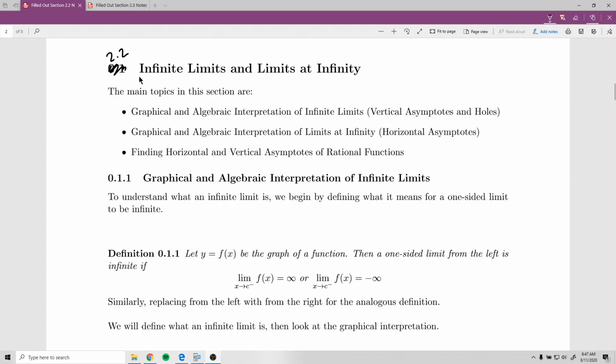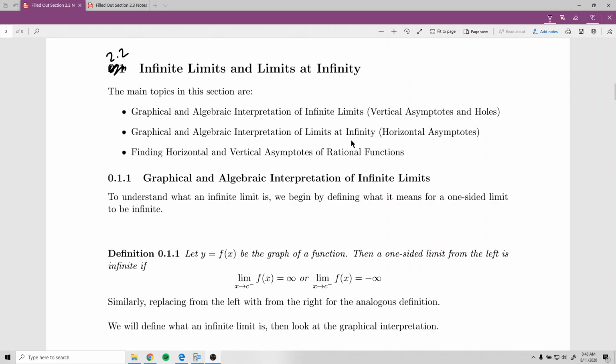This video will be over section 2.2, talking about infinite limits and limits at infinity. And the main topics in this section, we'll talk about infinite limits first. Actually be able to draw some parallels between some problems in section 2.1, dealing with vertical asymptotes and holes.